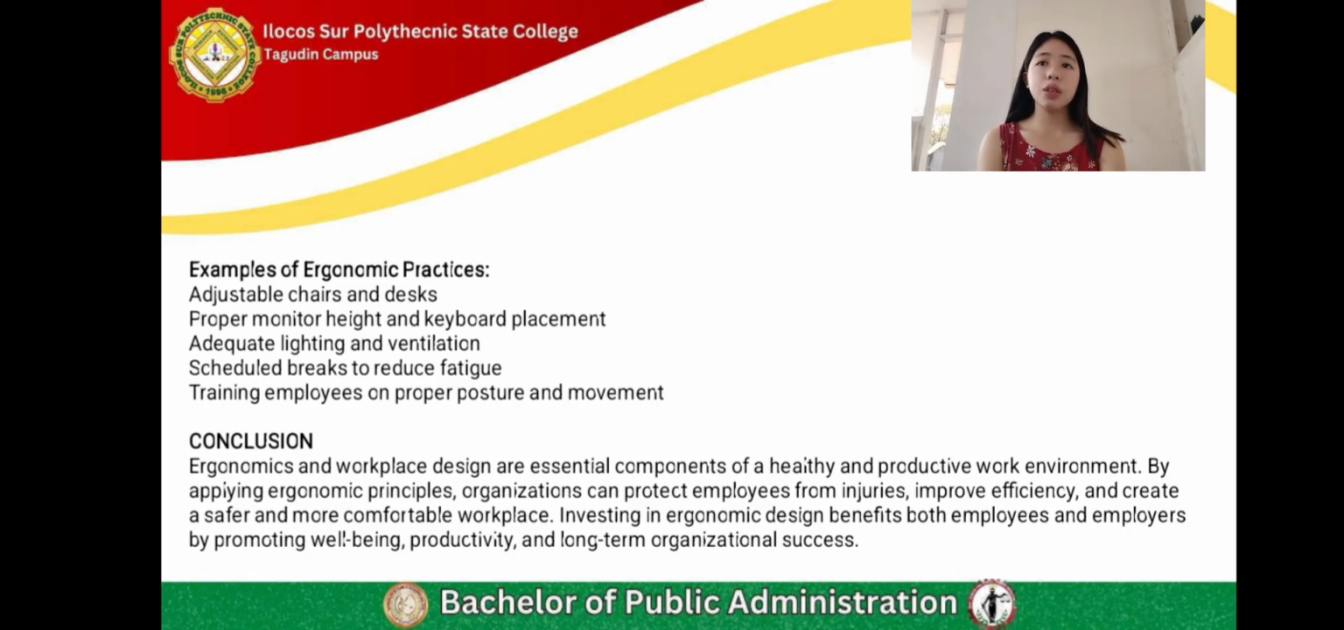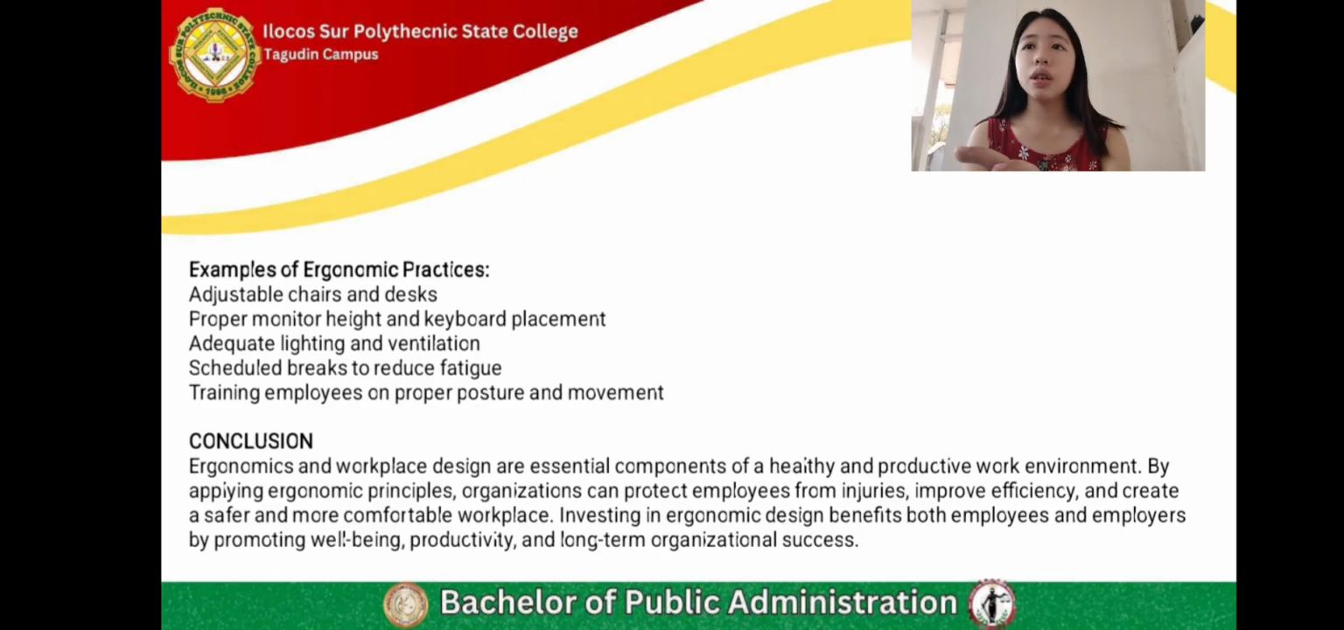Examples of ergonomics practices. First one is adjustable chairs and desks. Second one is proper monitor height and keyboard placement. Third one is adequate lighting and ventilation. Fourth one is scheduled breaks to reduce fatigue. Fifth is training employees on proper posture and movement.